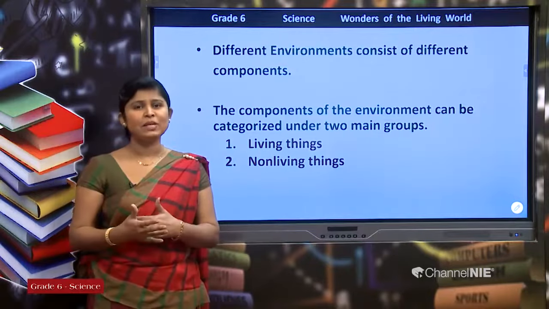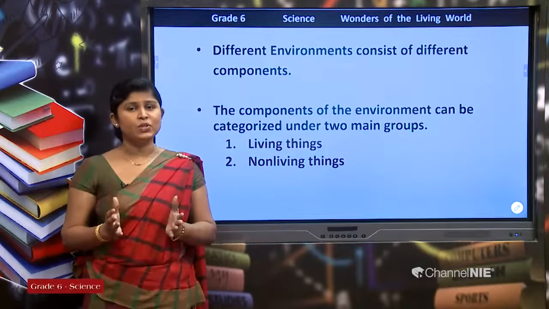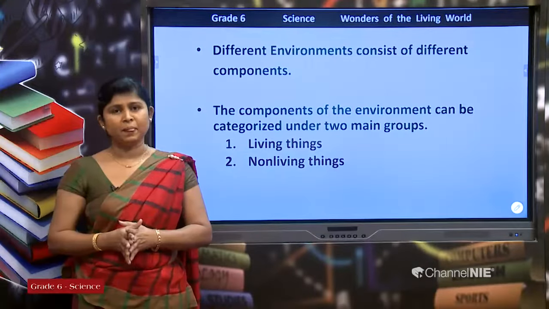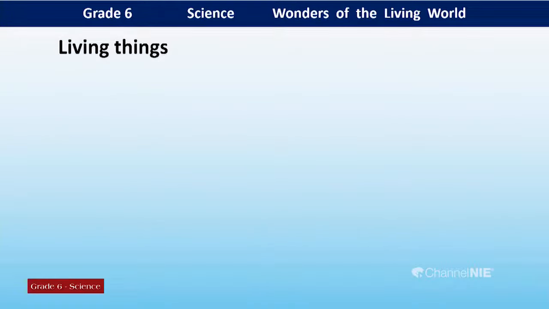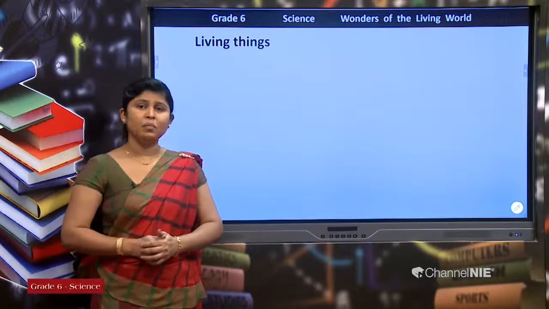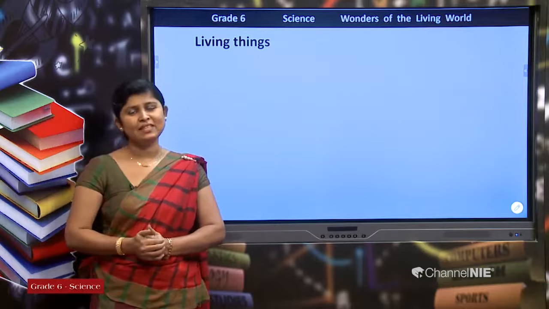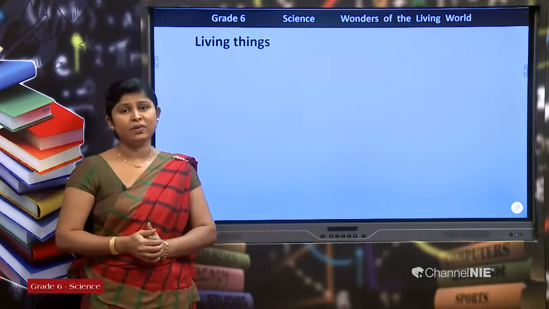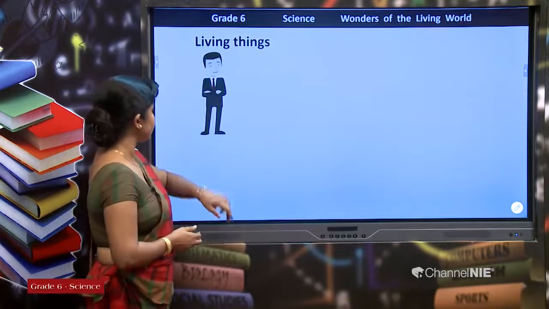So, once again I will explain to you. The environment where we live in consists of two main groups. They are living things and non-living things. Living things. Before explaining about the living things, I would like to give you some examples for living things. Then you will be able to identify the characteristics of living things. Let us see some examples.